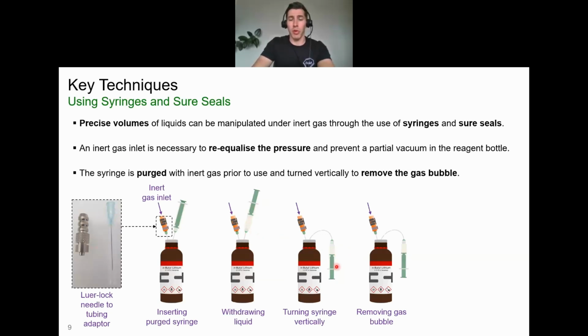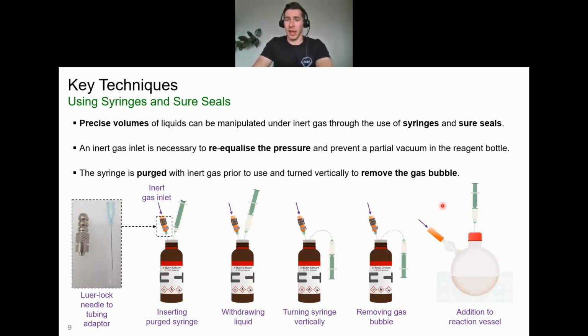We remove that gas bubble by turning the syringe vertically. For a lot of these applications with Sure/Seal bottles, you may use these 10 centimeter or so disposable needles that are flexible. Then we can depress the plunger to remove the gas bubble and get down to our desired volume of liquid that we want to transfer. And this can be removed and then added to our reaction vessel.